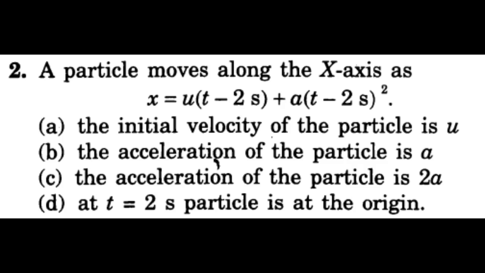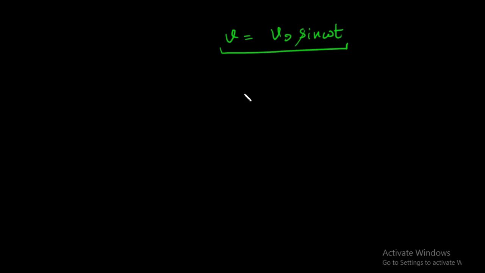So the answer is C and D both. Okay, now suppose let us say the velocity is not constant. It is varying, and the equation of velocity is v equal to v naught sin omega t. I have to find out the average velocity over the interval, for example 0 to pi.